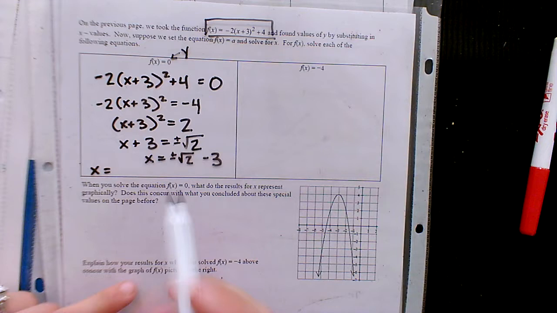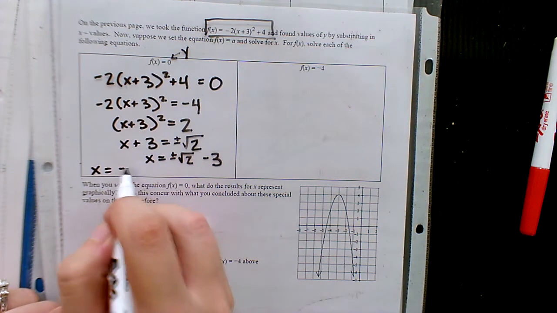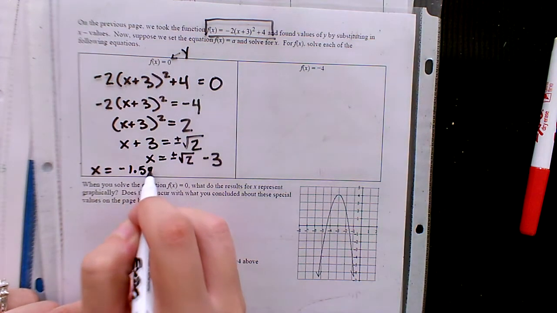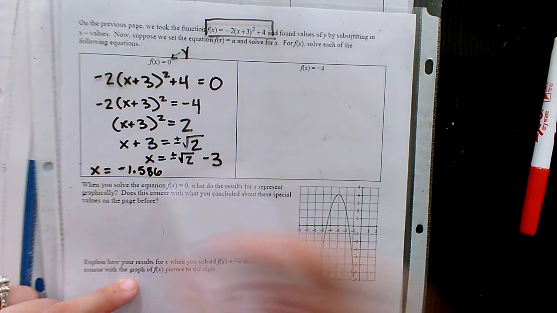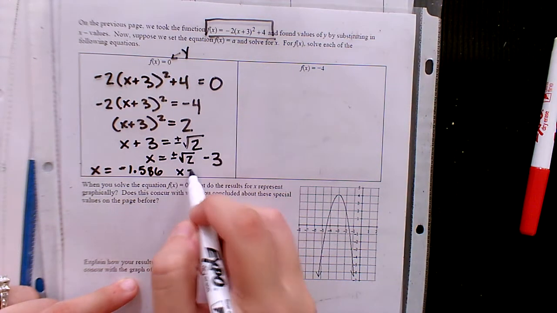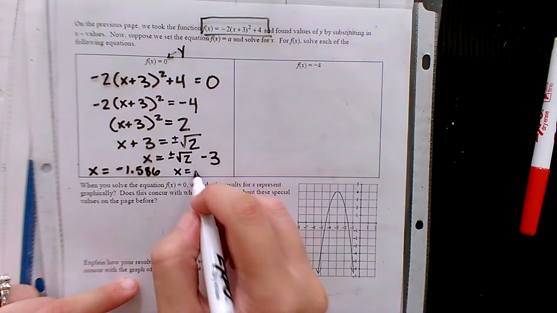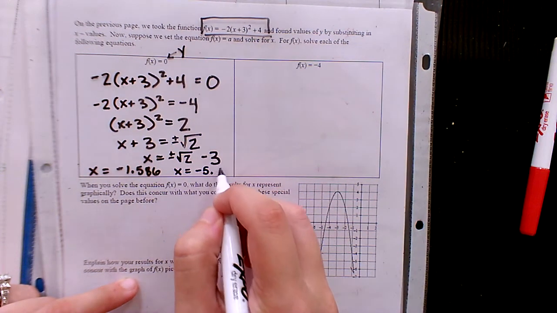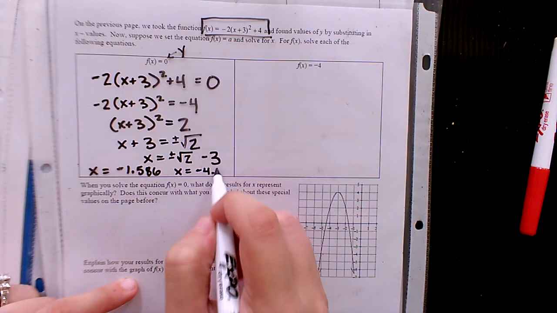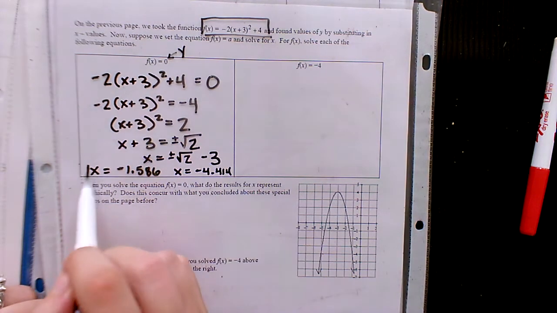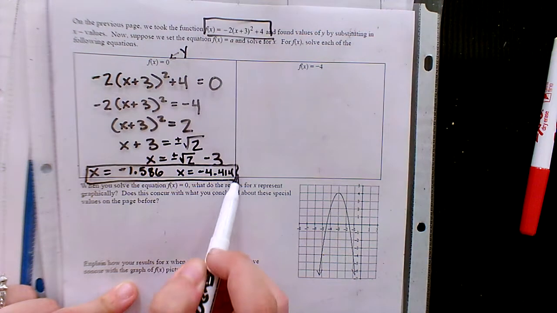So if you happen to type those in, I think the positive version, we'd get negative 1.586. I know you don't have calculators in front of you, but if you did, this is what you'd get. And then if you were to type in negative square root of 2 minus 3, we'd get negative 4.414. All right, so those are our x solutions, and we happen to have two of them.